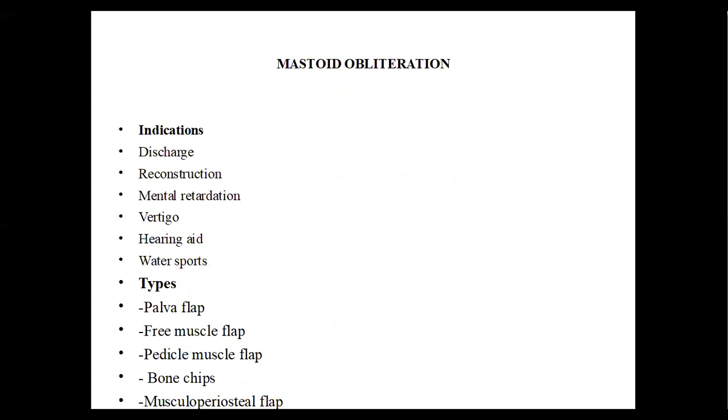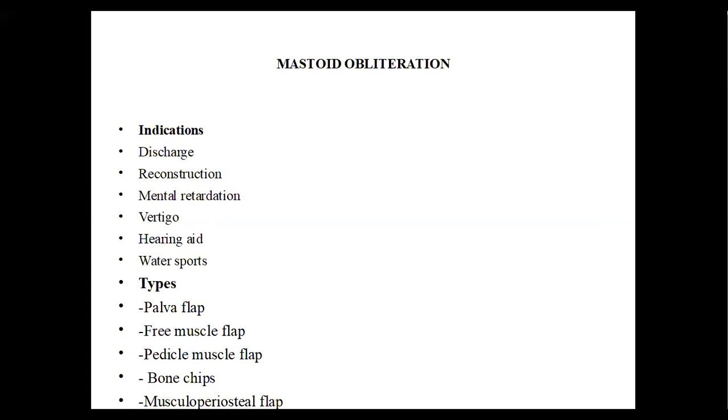So you can decrease the size of the mastoid cavity you have made. The indications for mastoid obliteration include persistent discharge because of the reconstruction. If you want to make the patient wear a hearing aid, you should obliterate the mastoid cavity. A patient with mental retardation who cannot maintain the hygiene of the ear can also be made to undergo mastoid obliteration. And a patient coming to you with repeated vertigo, or to avoid certain occupations like swimmers, you also have to have the mastoid cavity obliterated at the first sitting. Then a patient who wants to go for water sports should also have mastoid obliteration done at the time of surgery.